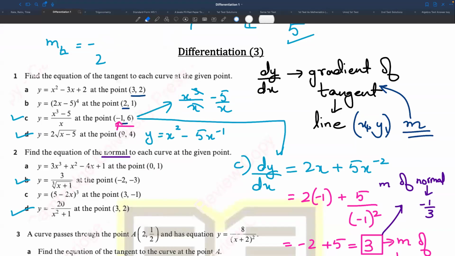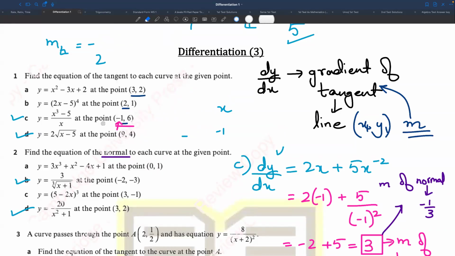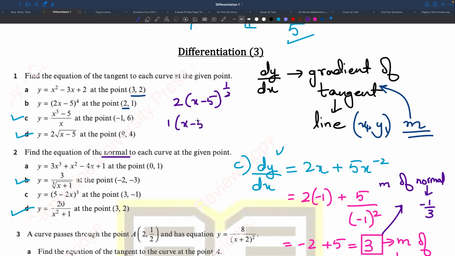Okay, so in 1D, let me just erase it over here. I'll do it over here, okay? The first thing is you find the dy by dx, okay? Now dy dx will be, this is x minus 5 power half. So you multiply half by 2, that becomes 1. Decrease the power by 1, so that becomes minus half. And the derivative of x minus 5 is 1, so that is it. This is dy by dx.